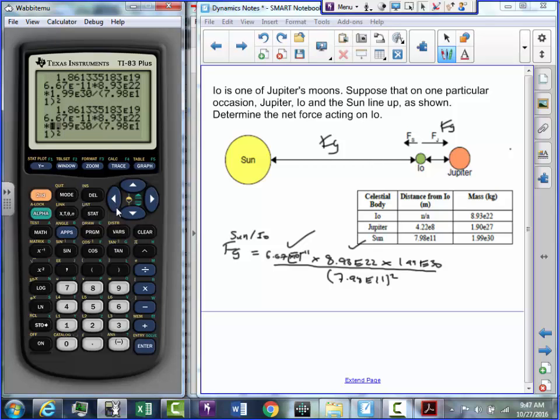Rather than it being the sun's mass, now I'll change it to Jupiter's mass. So 1.90 times 10 to the 27. And rather than it being the distance from Io to the sun, now it's the distance from Jupiter to the sun, which is 4.22 times 10 to the 8. So that's a little clever way to save myself some time in my calculator. I don't have to retype it all again.